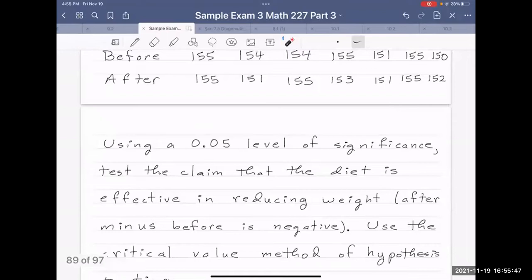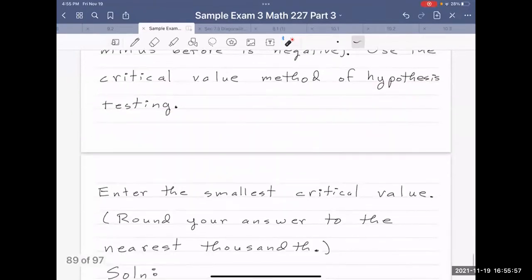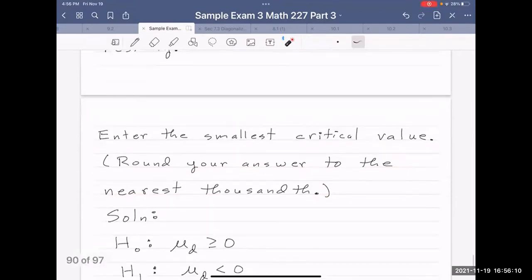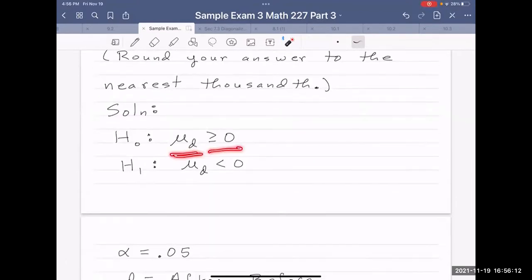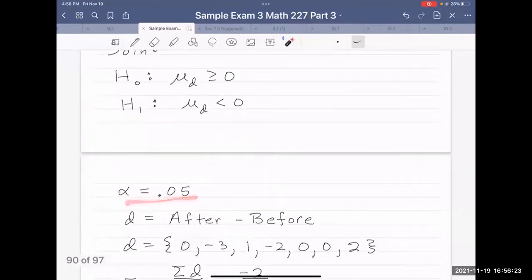So using a 0.05 level, is the diet effective in reducing weight? Use the critical value method of hypothesis testing. Enter the smallest critical value, round your answer to the nearest thousandths. So the null hypothesis is mu sub d is greater than or equal to 0. The alternative hypothesis, mu sub d is less than 0, and alpha here is equal to 0.05.